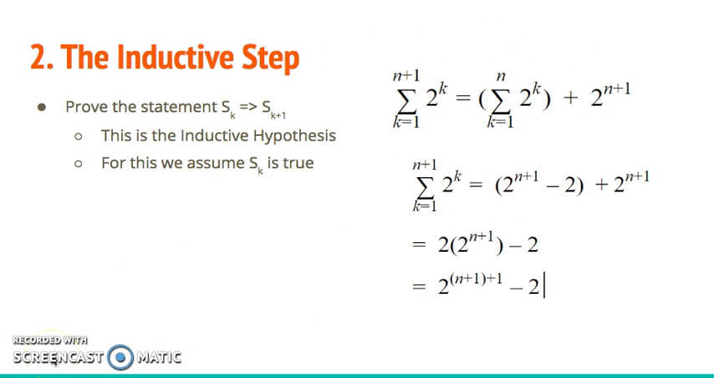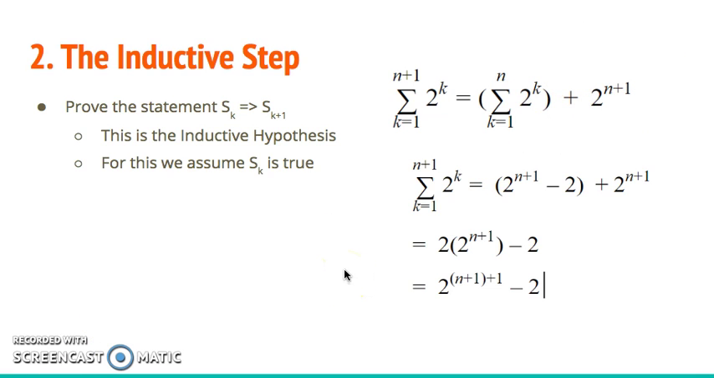So this is the inductive step. Here, we're going to prove that the statement S of k implies S of k plus 1. So this is the inductive hypothesis. For this, we have to assume S of k is true. So here you can see we have S of k plus 1. That is the sum of 2 to the k from k equals 1 to n plus 1. And that evaluates to the previous sum, which is the sum of 2 to the k from k equals 1 to n, and the next element that we've added on, which is 2 to the n plus 1.